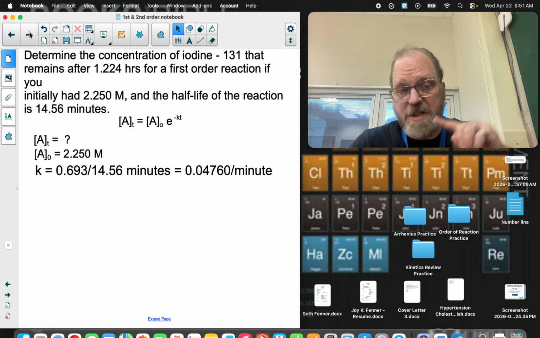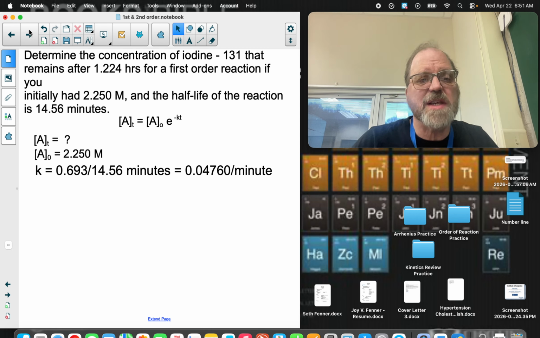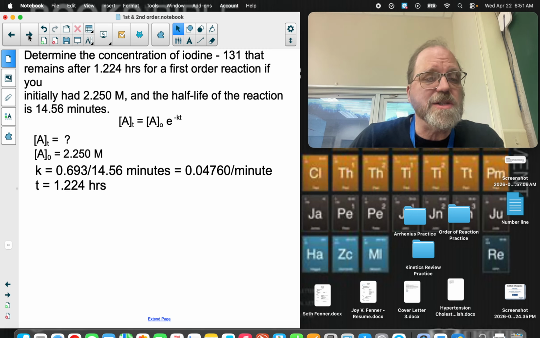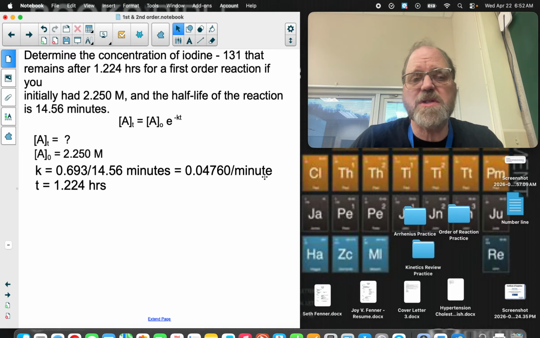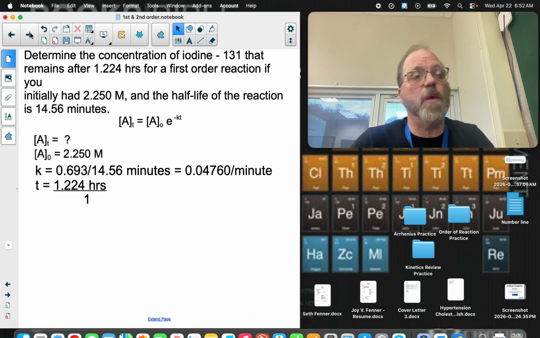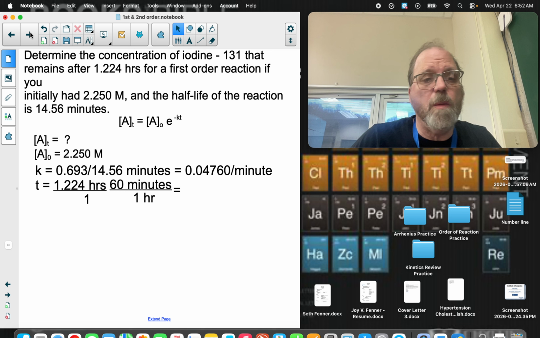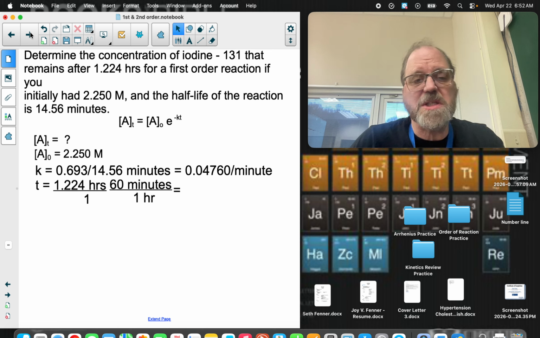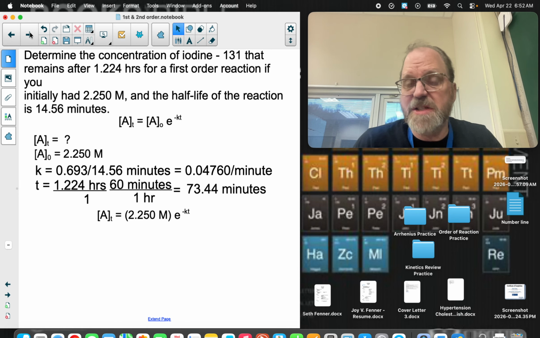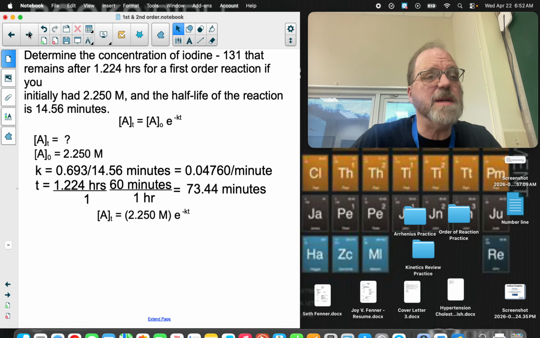So take a calculator, 0.693 divided by 14.56, and we get 0.04760 per minute. And our time here is 1.224 hours, but you can see my half-life and my time are not the same units. So we've got to convert time into minutes, always do it that way. So put it over 1 hour is 60 minutes, 1.224 times 60, and we get 73.44 minutes. So we're going to just take and plug our values in. A sub t is equal to A sub O, e to the minus kt.